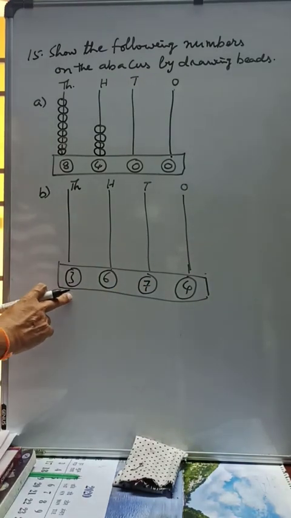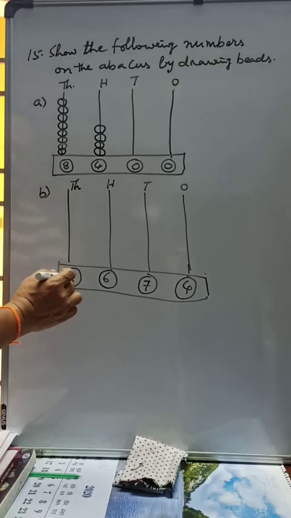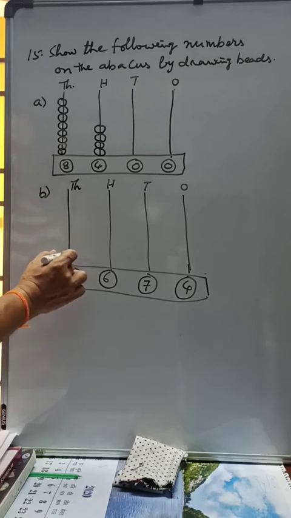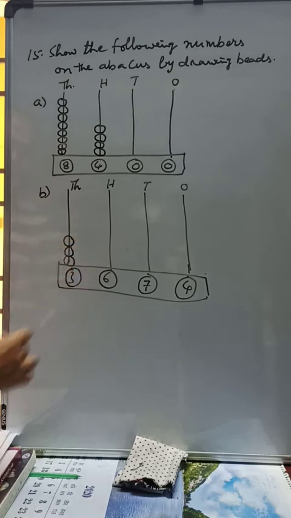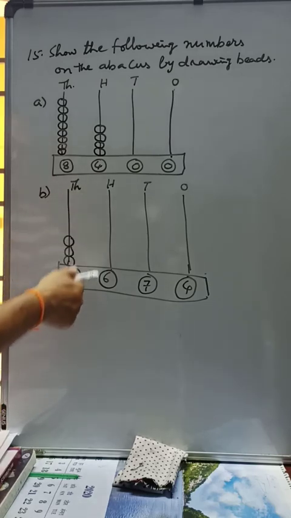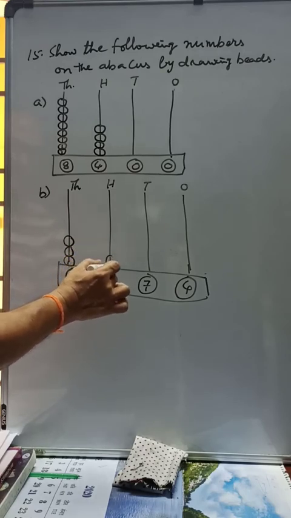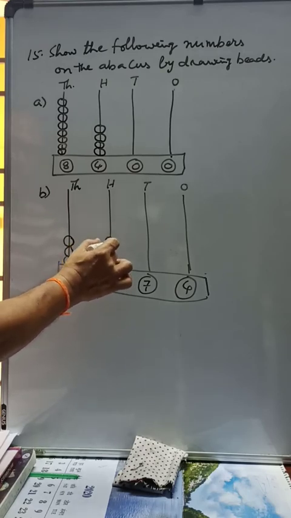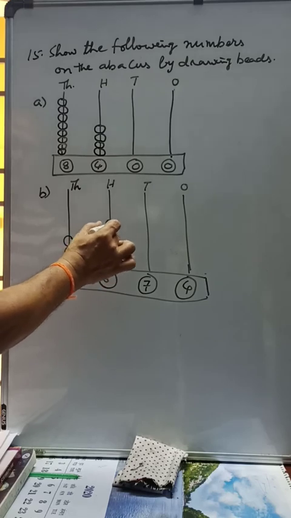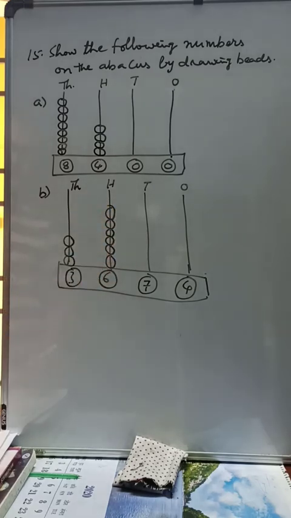So the number of beads we have to draw in the thousand place is 3. So you draw 1, 2 and 3 beads. We have 6 in the hundreds place. How many beads we have to draw? 6 beads. 1, 2, 3, 4, 5 and 6.